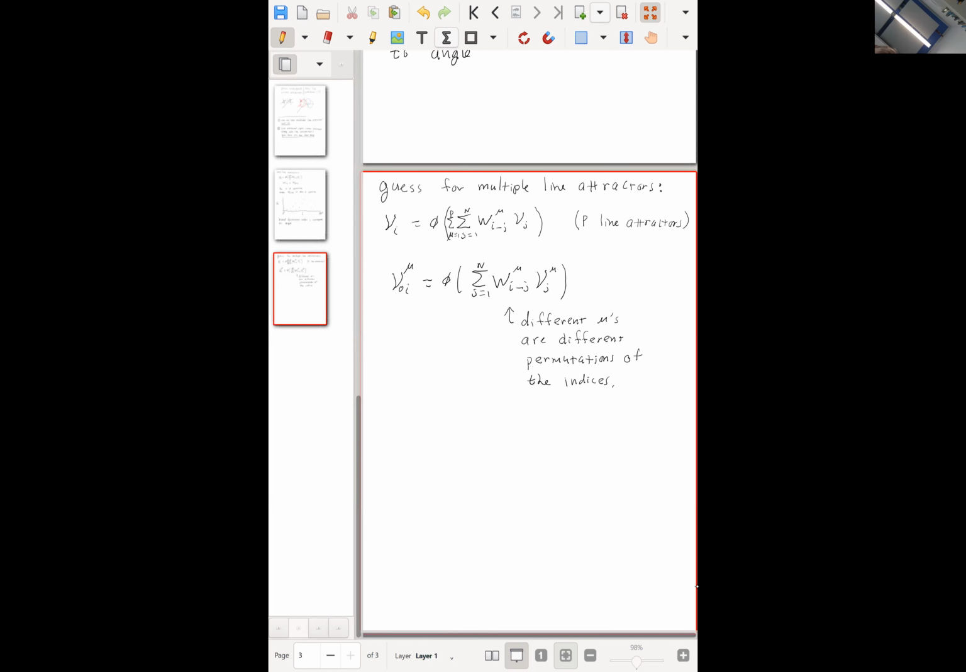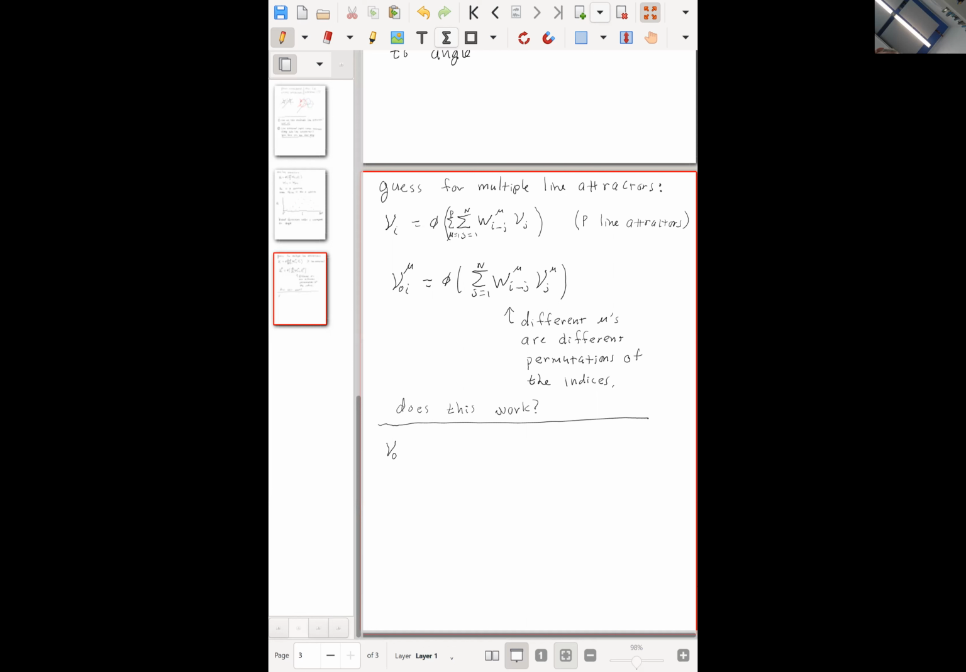So what we want to know is, does this actually work? And this is where the signal to noise analysis comes in. So the question is, does this work? Work means, does this give multiple line attractors? We can use the signal to noise analysis we used before.